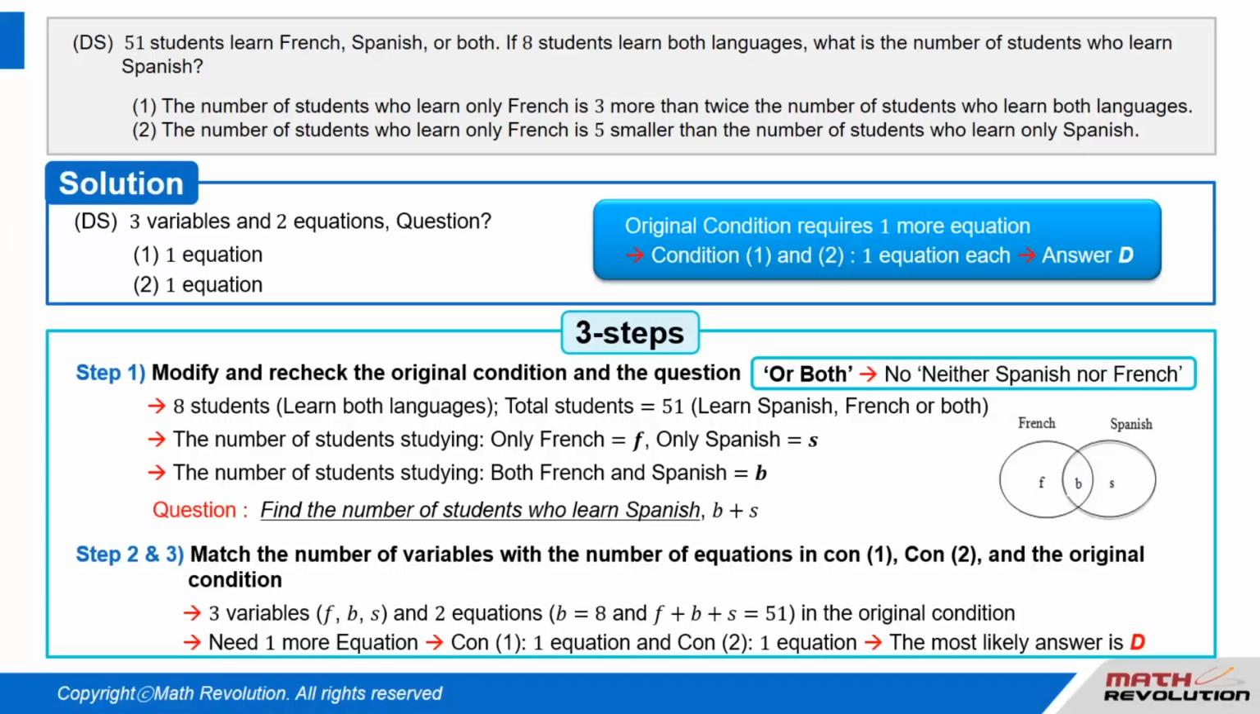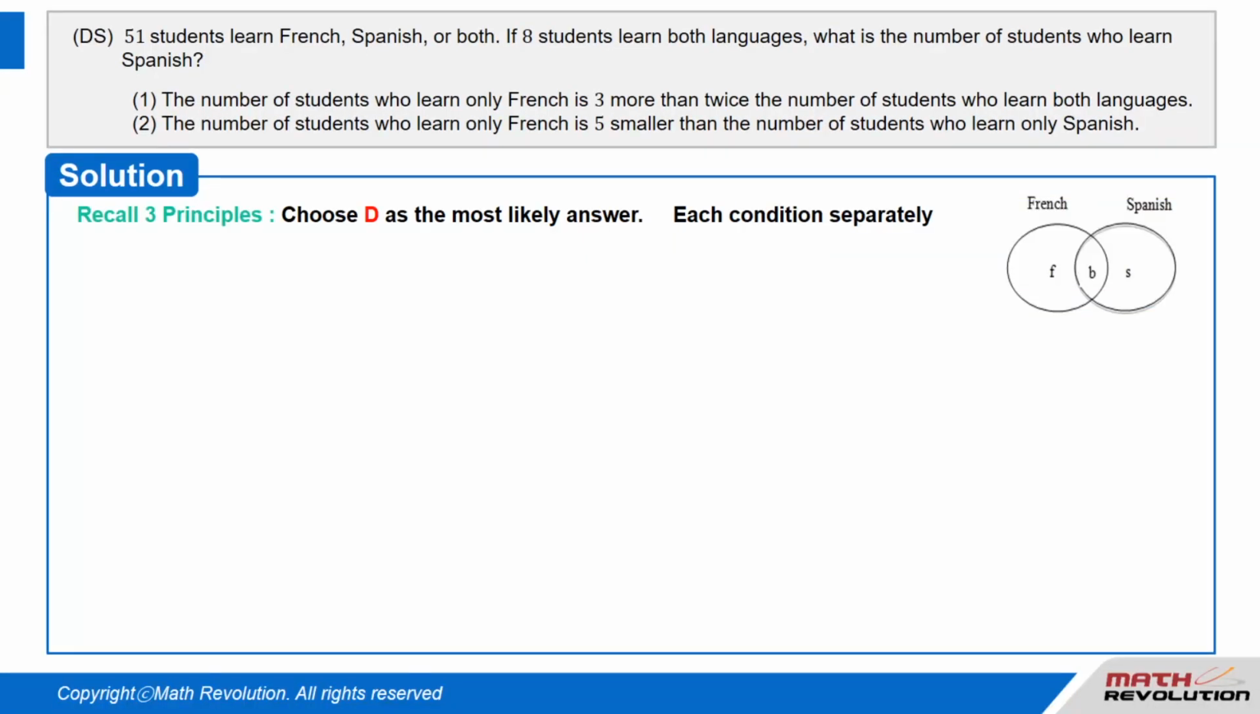To match the number of variables with the number of equations, we need 1 more equation. Since conditions 1 and 2 will provide 1 equation each, D would most likely be the answer. Recall 3 principles and choose D as the most likely answer. Let's take a look at each condition. Don't let this next part scare you. We are doing it to prove that our logic is correct and the answer is D. You do not have to solve the entire problem on the exam.